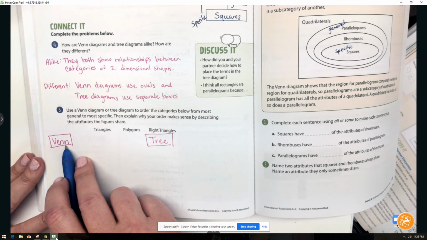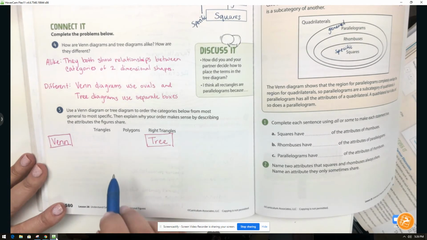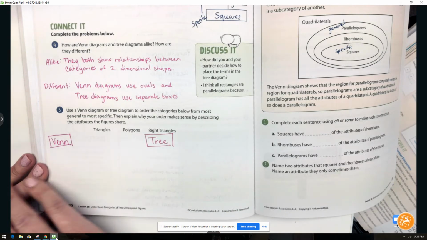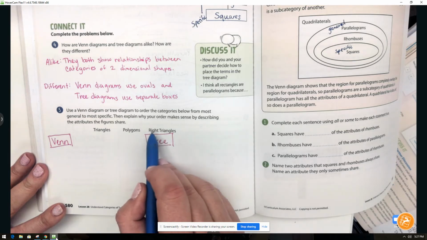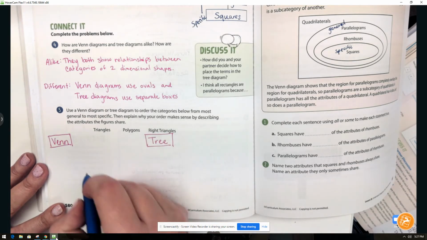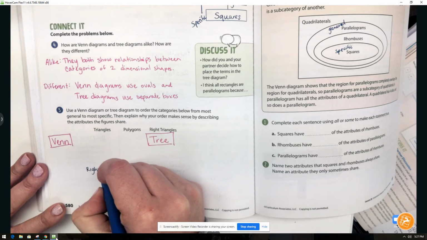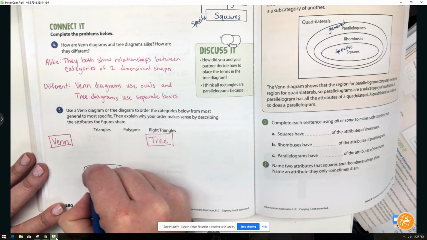So to make a Venn diagram, I think I'm going to start with the most specific. That means which of these shapes has the most attributes that make it specific? That's right. That would be the right triangle. So I'm going to write the word right triangle, and then I'm going to put an oval around it.